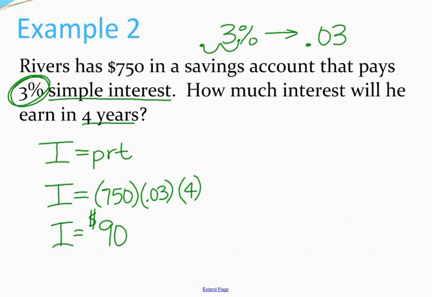And please notice here that we have answered the question. How much interest will he have in 4 years? He'll have $90 of interest. Or he'll have earned $90 in interest.